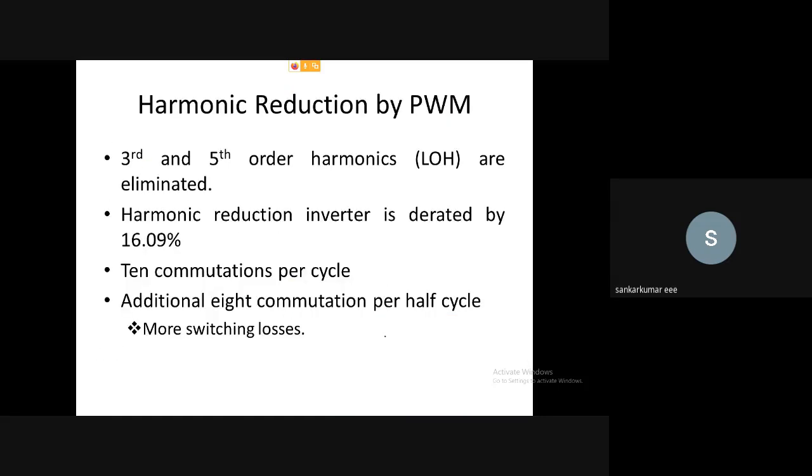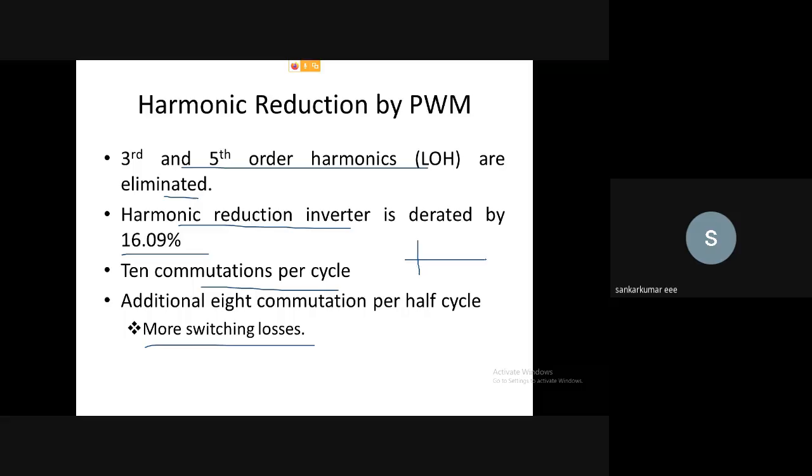So here it is explained, that is third order and fifth order harmonics, the lower order harmonics, will be eliminated, and the harmonic reduction inverter is derated by 16.07%. Derated means the efficiency of the inverter will be derated by 16.09 percent. That is, the output voltage will be reduced by this percentage, and it is having 10 commutations per cycle. If you are increasing the commutations, the switching losses will be high.